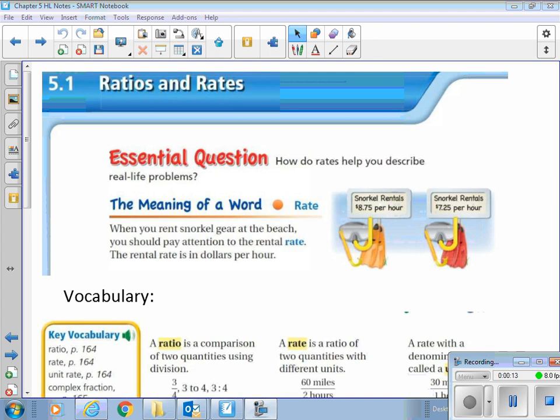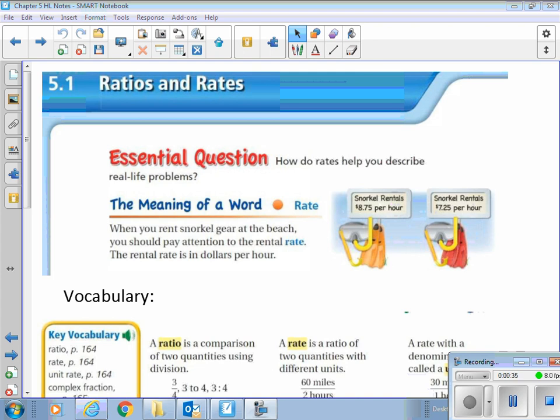So, the meaning of the word rate. When you rent snorkel gear at the beach, you should pay attention to the rental rate. The rental rate is in dollars per hour. So you have two examples there: snorkel rates for $8.75 per hour or snorkel rates for $7.25 per hour. You can look at those pictures and figure out which one would be the cheaper price, which would be the place that you should go to rent your snorkels.